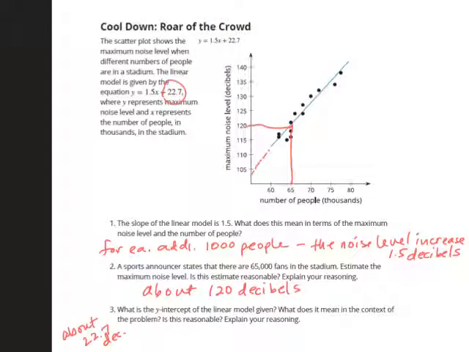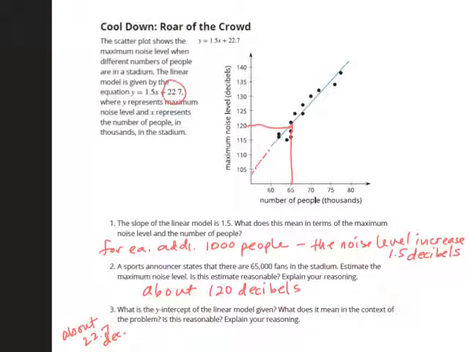All right, here are your answers. So the slope of the linear model is 1.5. We can see that in the equation here. What does this mean? It means that for each additional 1,000 people, the noise level increases 1.5 decibels. It's increasing because this is a positive slope.